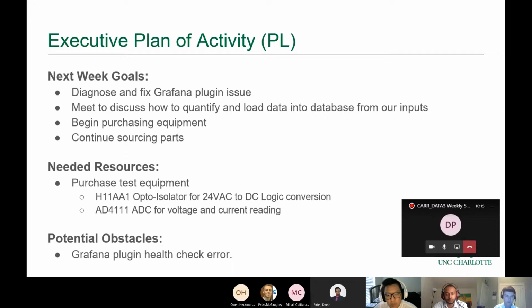And as far as potential obstacles, I really don't think it's going to be an issue, but I wanted to put it in here just to be forthright about it, is that Grafana plugin.